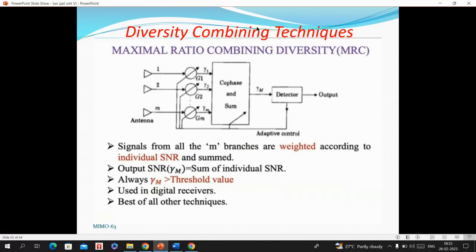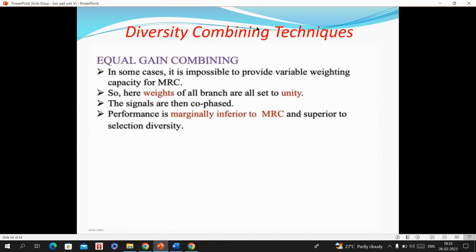This MRC technique is widely used in digital receivers. MRC is the best technique compared to the previous techniques, selection and scanning diversity. And the fourth one is equal gain combining.